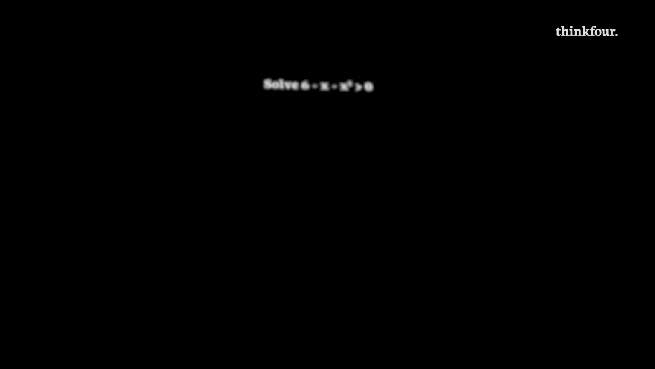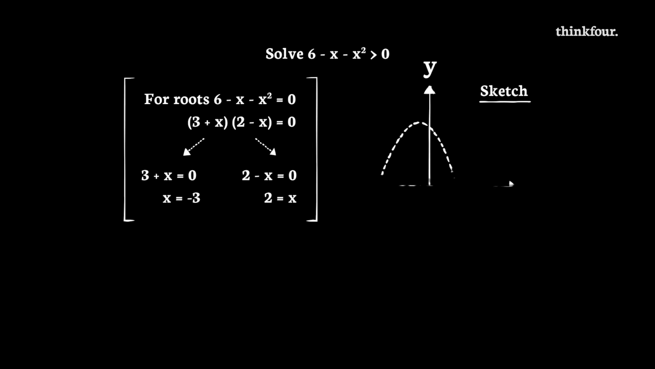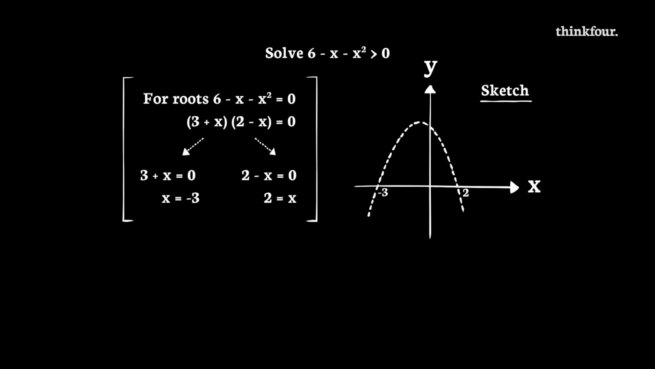Sometimes the question will just be given to us as a straightforward quadratic inequality like this one. Here, we're asked to solve 6 minus x squared is greater than 0. Quadratic inequalities can be solved using something called a table of signs, but most of us solve them by sketching the parabola and looking for the regions above or below the x-axis. So the starting point to solve this is to sketch the curve. To do that, we need to find the roots by making the quadratic equal to 0. Then we factorize and solve it.